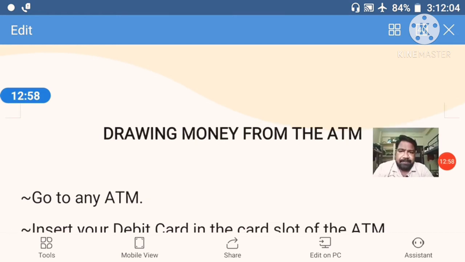Fine. Now let us see one more example, that is drawing money from the ATM. Well students, have you ever been to an ATM and withdrawn money? Yeah, you might have withdrawn your father's money. Okay, let us see how we can describe the process of withdrawing money. Drawing money from the ATM can be kept as a heading. And now let us see the process.